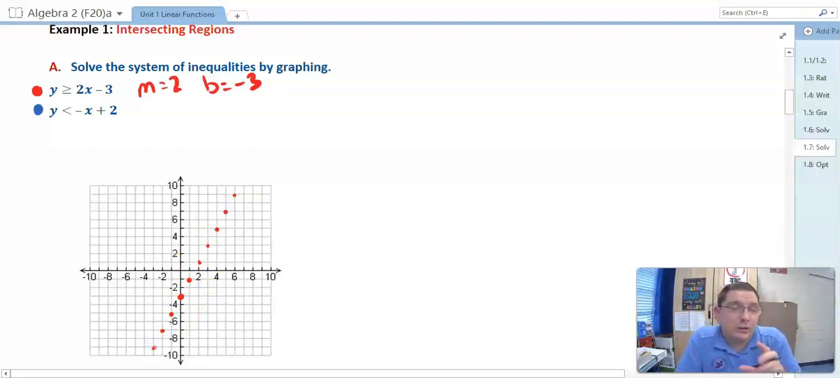Here's the next question. Is this line going to be solid or dashed? Remember what we talked about. Because this is equal to, we will have what type of line? Solid. So, solid line all the way here.